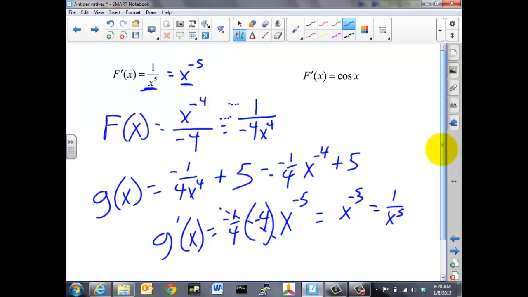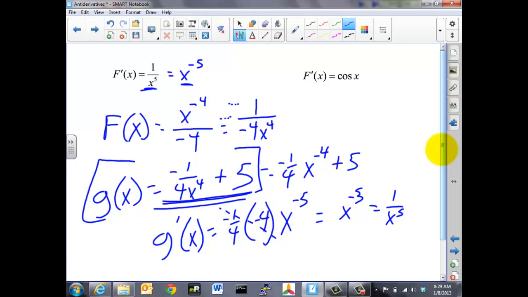This answer here is the same as what this problem was up here, right? So this thing here could be an antiderivative for 1 over x to the 5th. So the answer we wrote down of 1 over negative 4x to the 4th is not the only answer. There's infinitely many answers. We could add any number out here and still get the same answer. So this would be called a particular solution.